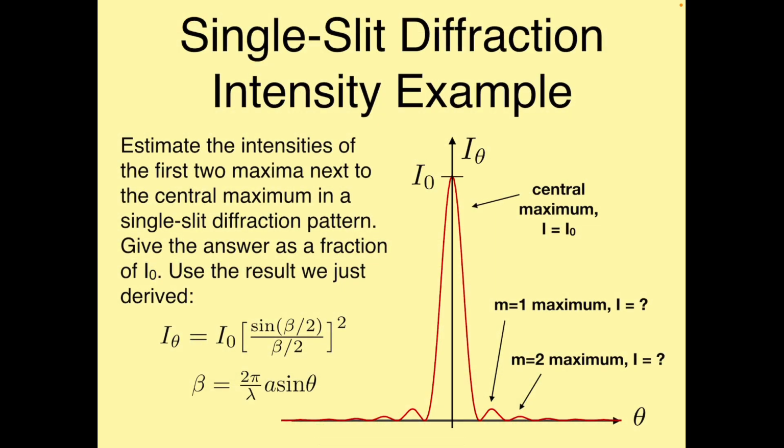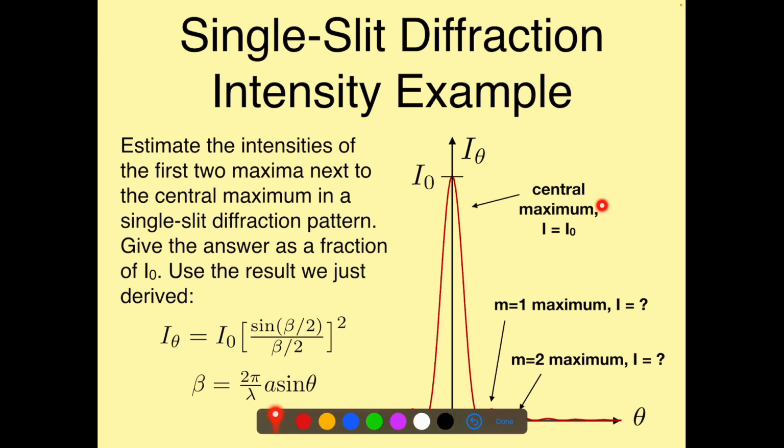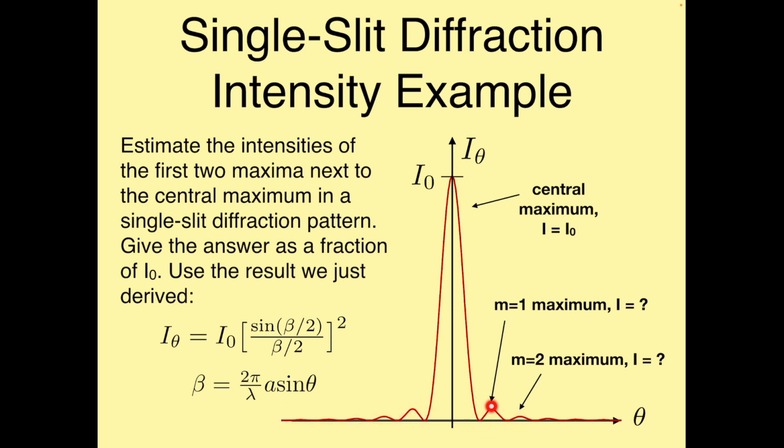So let's do an example problem where we get to put these results to use. So we want to estimate the intensities of the first two maxima next to the central maximum in a single slit diffraction pattern. We're not going to give a number, we're just going to give the answer as a fraction of I0. So remember, I0 is the maximum intensity at the very, very center of the screen. That's our central maximum. Then m equals 1 is the next maximum. We have a peak over here. Then we have the m equals 2 maximum over here.